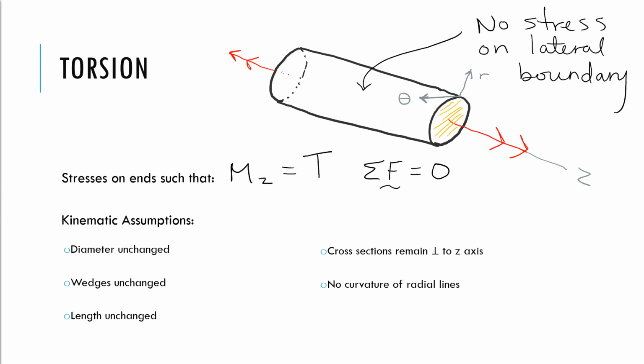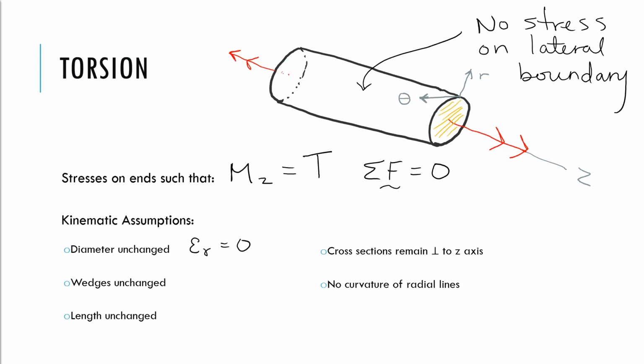And so if the diameter is unchanged, that diameter runs in the radial direction, correct? So if the diameter is unchanged, what do you think we can say about the strain? Right. So the strain in the R direction is 0. No change in dimension.